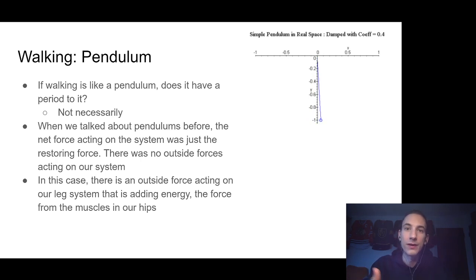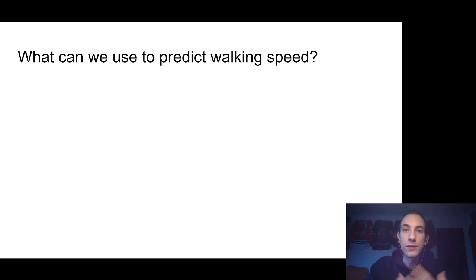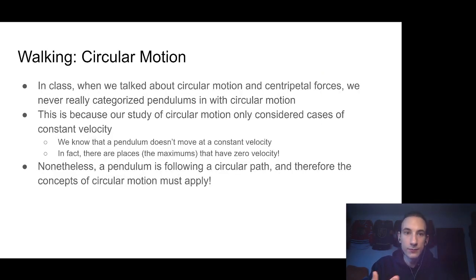So when we're thinking about how fast we can walk, it's not dictated by the period of a pendulum equation. It's actually dictated by something else, which is really interesting. We can predict our walking speed with circular motion. In class, we talked a lot about circular motion and centripetal forces, but we never really categorized pendulums with this circular motion. And the reason for that was because when we talked about circular motion, we were looking at cases that had a constant velocity.